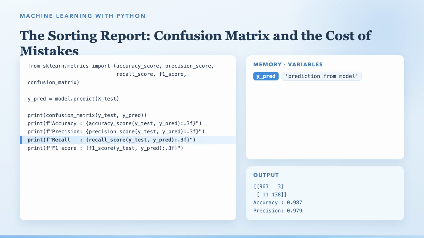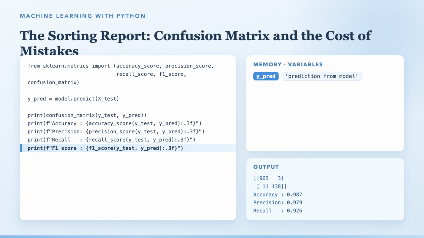963 genuine letters correctly kept. 3 false positives. 11 false negatives. 138 spam correctly caught. Then 4 gentle prints, each rounded to 3 decimals. Accuracy, 0.987. Precision, 0.979. Recall, 0.926. And F1 score, 0.952, holding precision and recall in one balance.